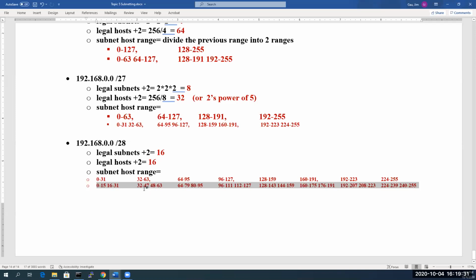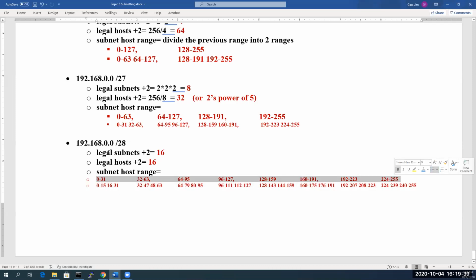So it's like further subnetted from /27. So this is /27 on top, okay? And then if we do a /28, it's like we chop it, we subnet it into another half. Okay, so 16 hosts, 16 networks. All right.